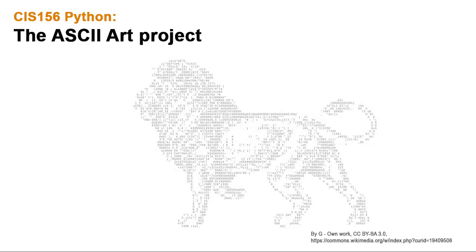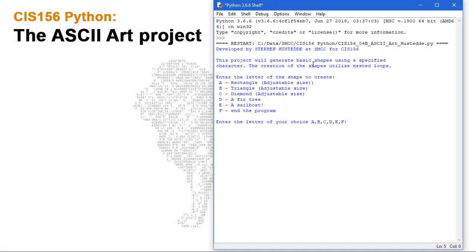Let's take a look at our program in Python that I'm going to have you write in this lesson. So here's our program. We're going to create some basic shapes using a specified character, and the creation of the shapes will utilize nested loops. And I'm going to do a little bit with nested loops, but also show you how in Python you can do some of the same things using that character multiplied print statement.